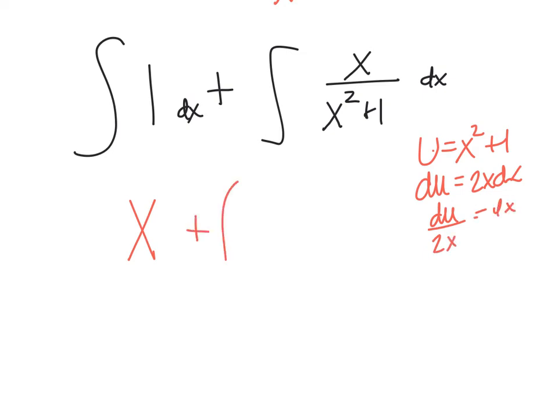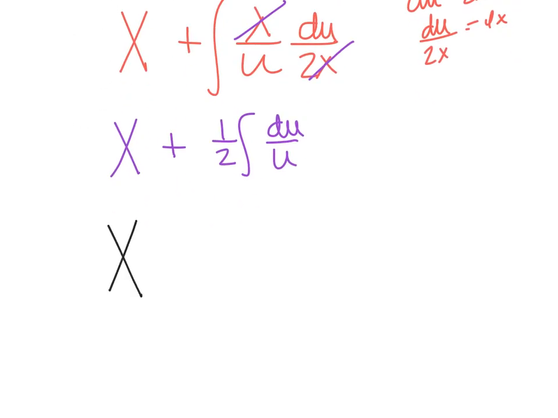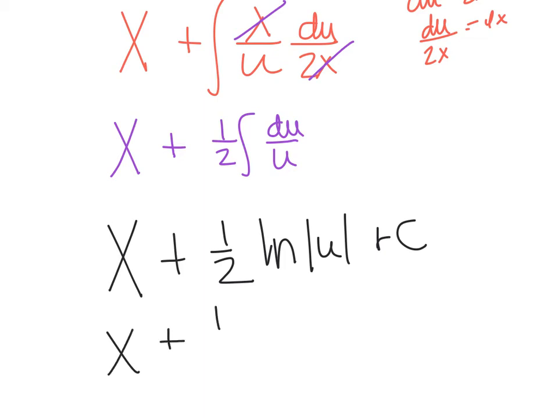So notice I'm going to keep the integral because I haven't integrated yet. I have x over u, and in place of this dx, I'm putting in du over 2x. Now u sub is going to work because the x's cancel, and I'm left with that one variable. So I get x plus 1/2 the integral of du over u. So when I finally go to integrate, I get x plus 1/2 the ln of u plus c. And lastly, I'll plug that u value in, x plus 1/2 the ln of x squared plus 1 plus c.